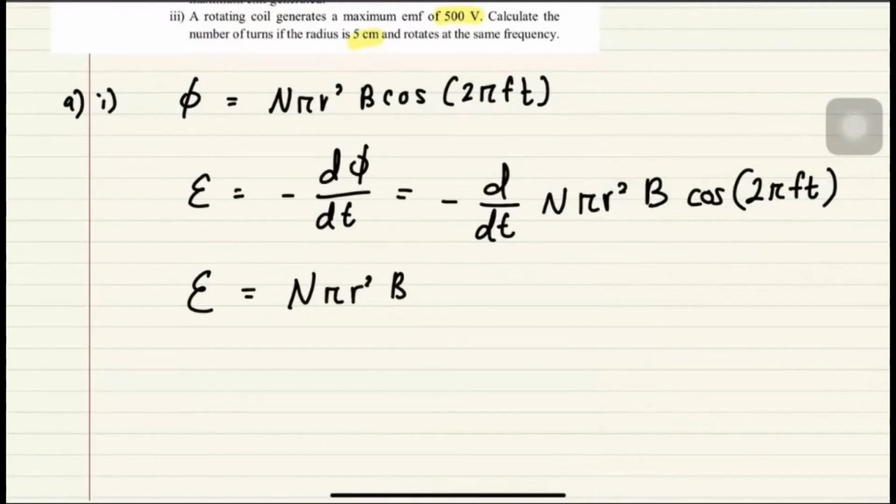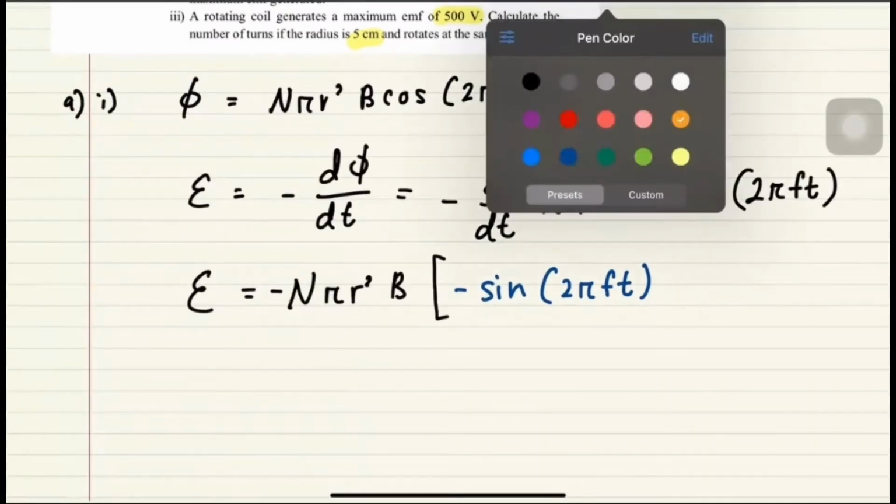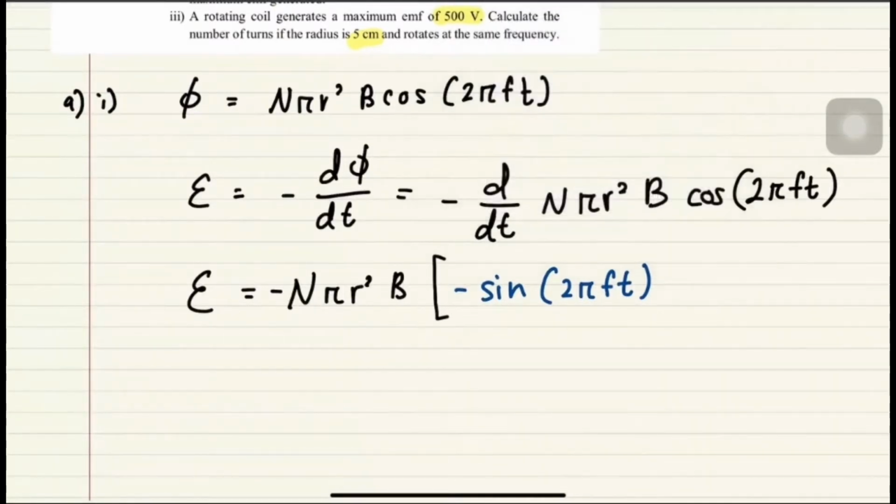So here you have n pi r squared B. Cos differentiate jadi apa? If you differentiate cos, you get negative sign. Yang dalam tu kekal 2 pi ft. Negative sign, jangan lupa negative tu. And then you still have to differentiate yang dalam tu one more time. If you differentiate yang dalam tu, you should get 2 pi f. So dua kali differentiate lah.